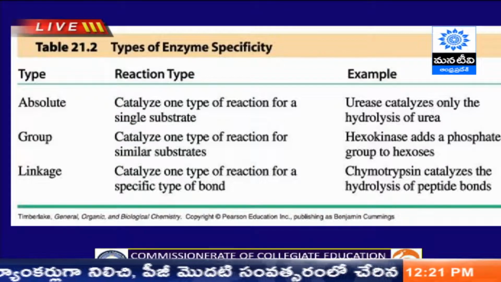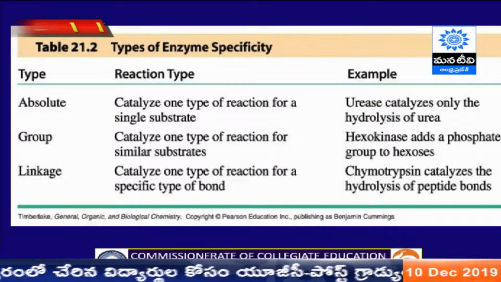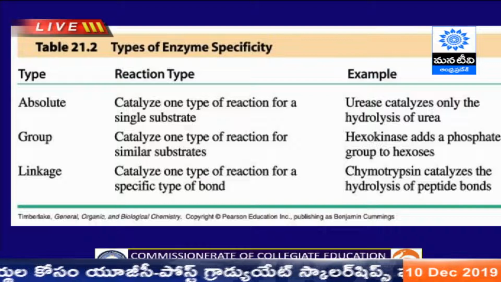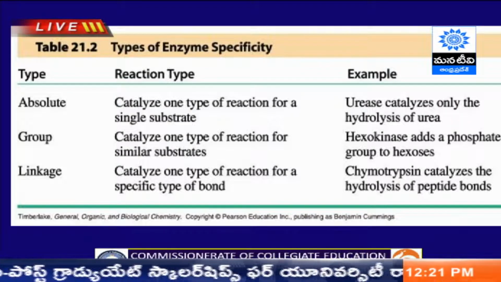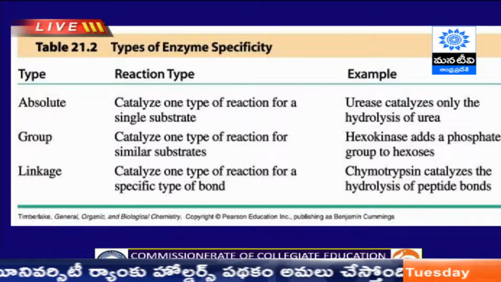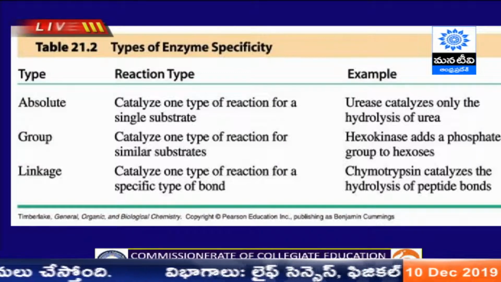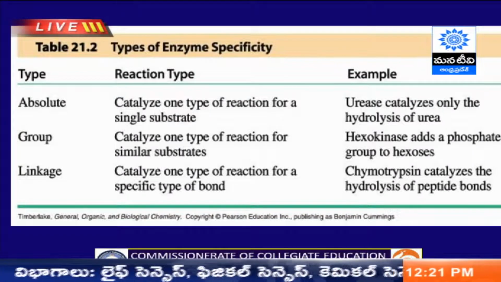So, these are the forms of catalyzation on which the enzyme is acting. That means the enzyme is acting whether on the single substrate or on the group or on the linkage of the bond. These are the enzyme specificities existing in living organisms.